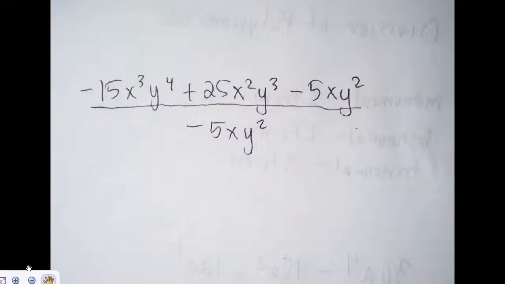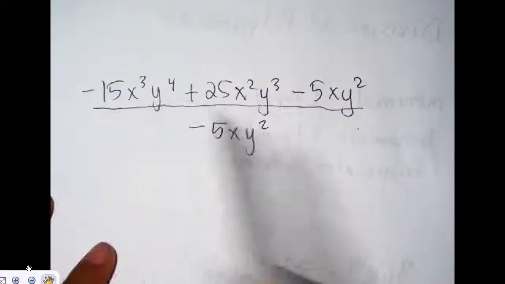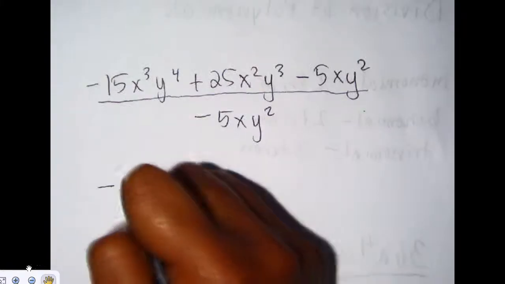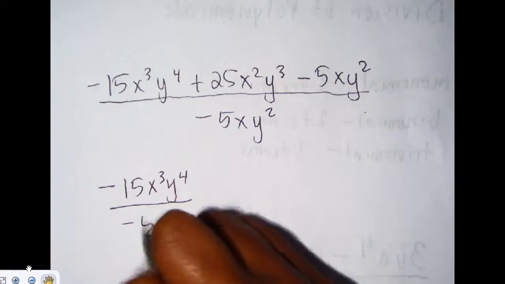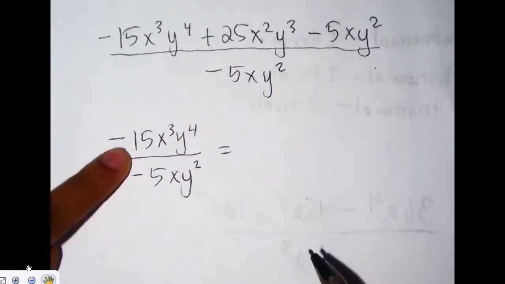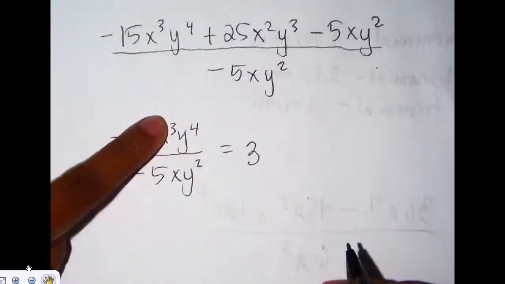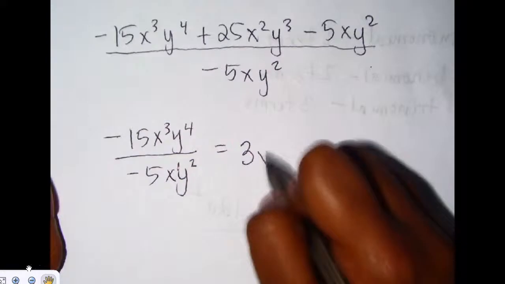Okay, now so for this one, it's a little different because we have an x term and a y term, but the work is still the same. So listen very carefully. I'm going to do it a little different this time. I'm going to separate everything. So if I have negative 15, x to the 3rd, y to the 4th, and I divide that by negative 5xy squared, what would happen is negative 15 divided by negative 5 is positive 3. X to the 3rd, and there's a 1 here, so I'm going to do subtraction. I would get x squared.